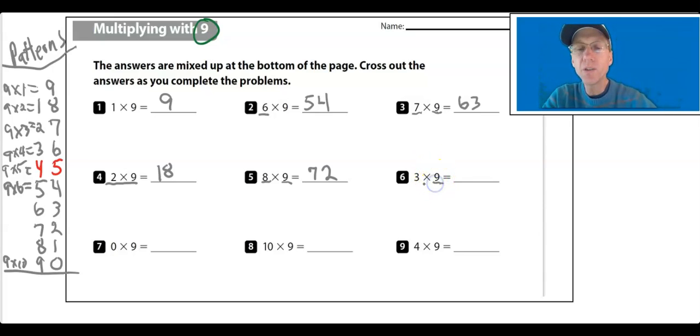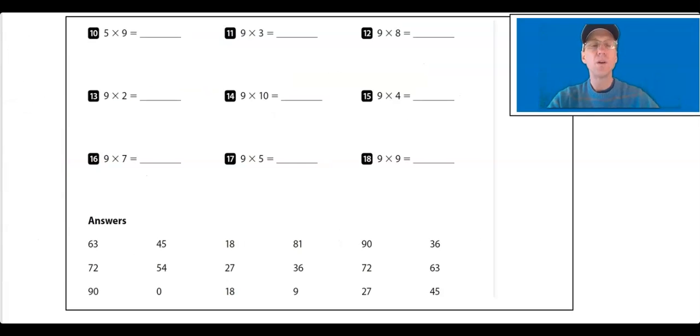9 times 3, well, that's a 3's fact. You probably already know that because you know your 3's. That's a 0. This is 90, of course. This might be one that you may or may not know, okay? But 4 minus 1 is 3. 3 plus what is 9? 6. Okay, cool beans. Okay, so let's finish these up. 5 times 9, you probably know this is a 5 fact, so that's not a big deal. You probably know that one.